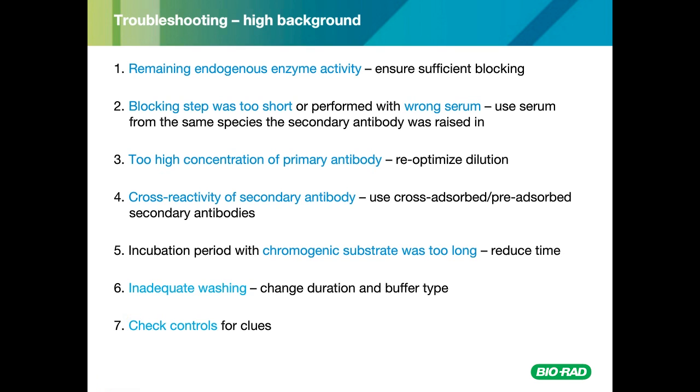And then scenario 7, check controls for clues. And this is really, really important. And I recommend that you think about the controls at the experimental design step. So for every experiment, you can only be sure that what you're seeing is real and you're not looking at an artifact if you're indeed checking your controls. So when you're checking your controls, what should you be looking out for?